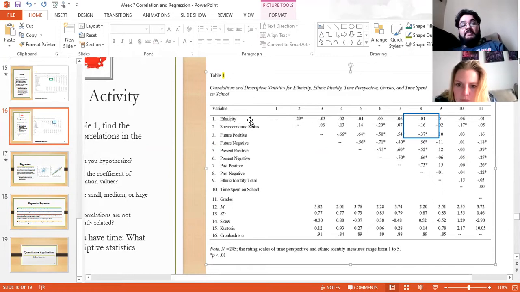So ethnicity, when compared to socioeconomic status, has a significantly large effect size on one another. So if ethnicity goes up, socioeconomic status goes up, as we see here that it's 0.29 instead of negative 0.29. I know that the negative is the inverse relationship. With ethnicity and future, positive, it's 0.03, which is a small effect significance. But it's also inversed, which means that when it goes up, the other goes down.